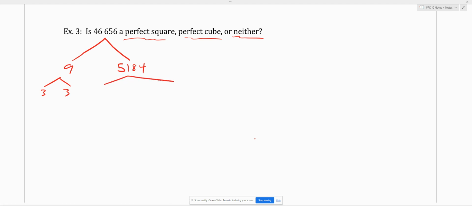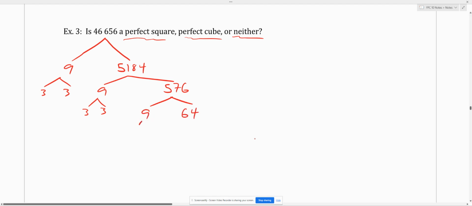This 5,184 also is divisible by 9. So 9 times 576. 9 again breaks into 3 and 3. 576, I'm going to break it into 9 times 64. We saw this in a previous question. Again, 3 times 3. In 64, we just did it above. We get 8 times 8.